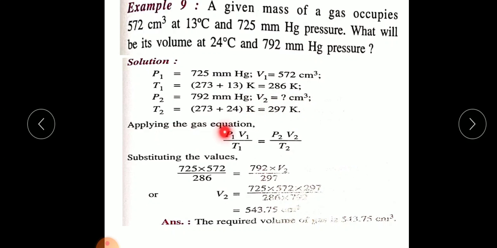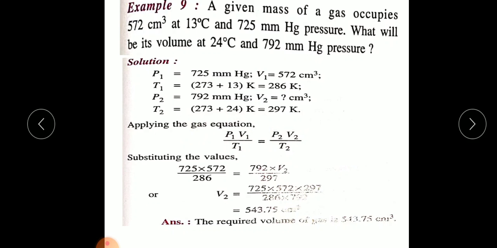Now applying the gas equation, and how to know when to apply this gas equation. If nothing is given constant, we came to know from our previous numerical calculations that if the temperature is constant, we use Boyle's law. If pressure is constant, we use Charles' law. But if nothing is given constant, then we have to use the gas equation, that is P1 V1 by T1 equals P2 V2 by T2. Got it? Now you substitute the values over there.